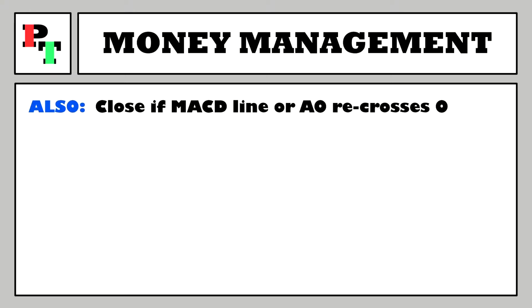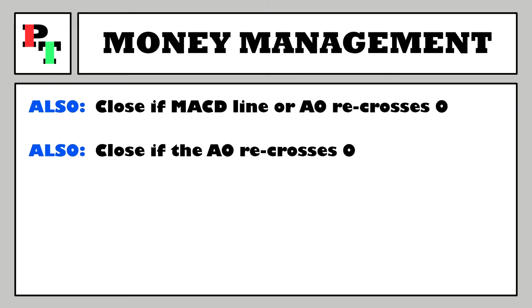Another exit trick that we are going to use is that if the MACD line recrosses the 0 and closes, then we will exit our trade. And we'll do the same if the Awesome Oscillator closes across 0 too. So hopefully all these rules can keep our funds from evaporating entirely across the course of this strategy.